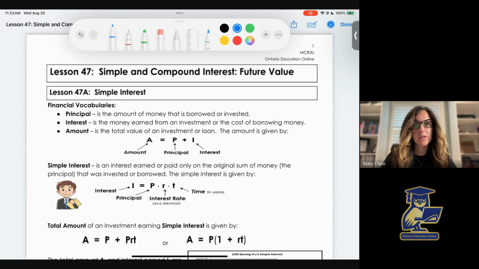In this lesson, we will explore the methods to calculate the future value of investments or loans using both simple and compound interest formulas. We're going to start with simple interest.